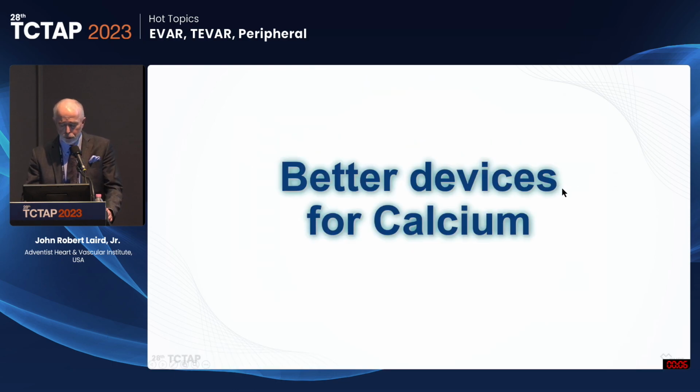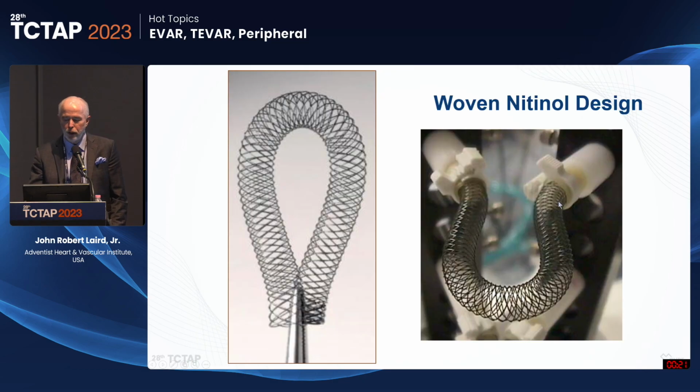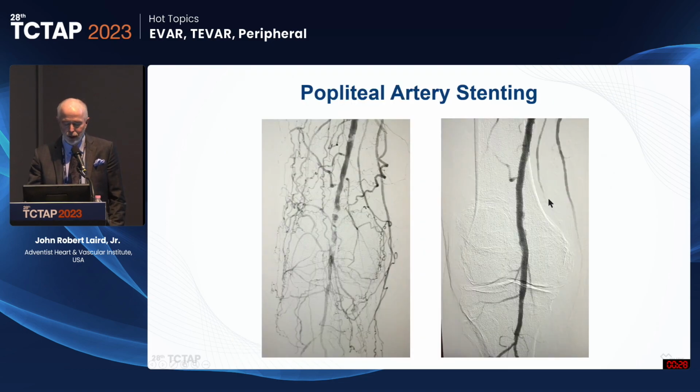We have better devices for calcium, atherectomy devices that can be used. In this case, a very complex calcified lesion in the femoral bifurcation, treated with HAWK1 atherectomy, followed by drug-coated balloon angioplasty. We have the woven nitinol stent from Abbott, the Supera stent, which is a really excellent stent for complex calcified lesions, particularly in the popliteal artery, where if we use proper technique, we can get outstanding results and good durable results.